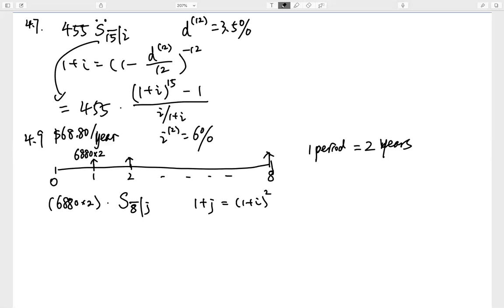Right? I is the annual effective interest rate. That means it would be (1 plus i) to the power of 6, not 2. Then you should be able to get j. Once you get j, this part is easy. It is just ((1 plus j) to the power of 8 minus 1) divided by j. That's because we have a standard annuity immediate, so we divide by j, the effective interest rate.